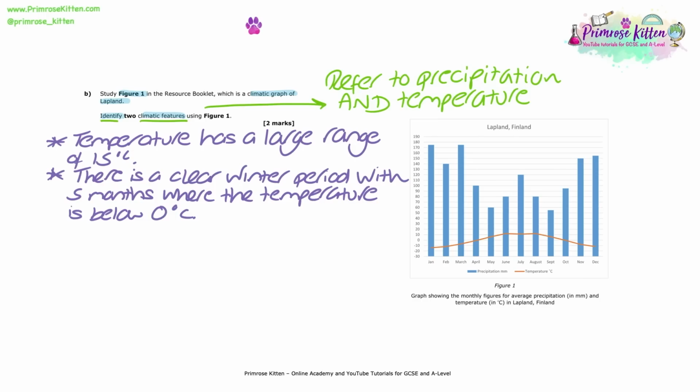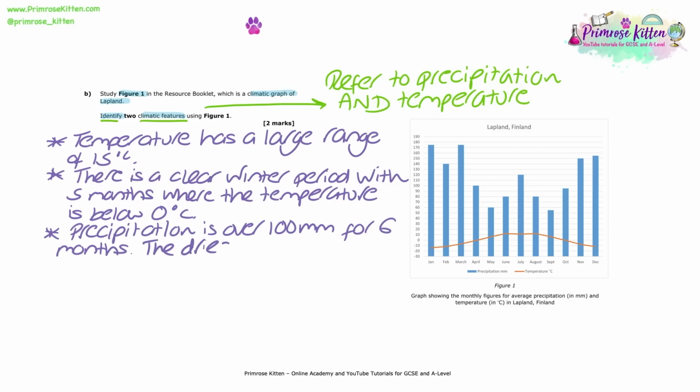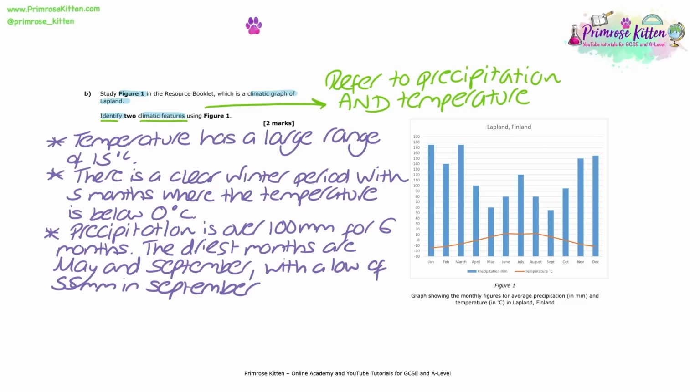Moving on now to consider precipitation. You might firstly identify that precipitation is over 100 millimetres for 6 months. The driest months are May and September, with a low of 55 millimetres in September. This then almost doubles the following month in October.